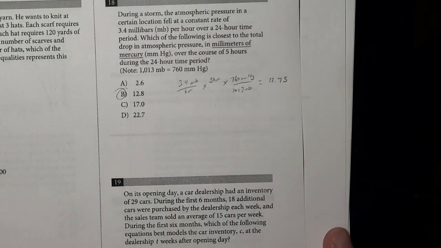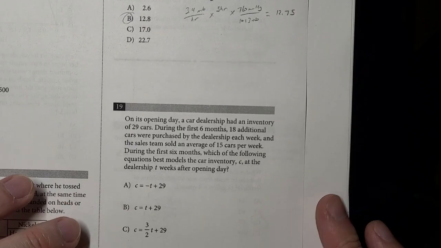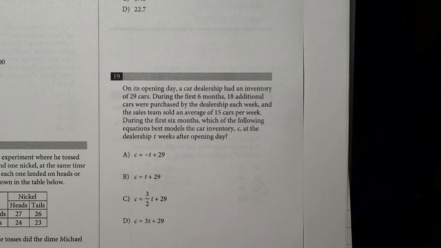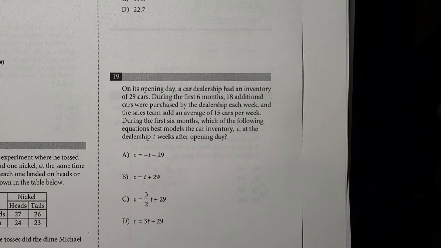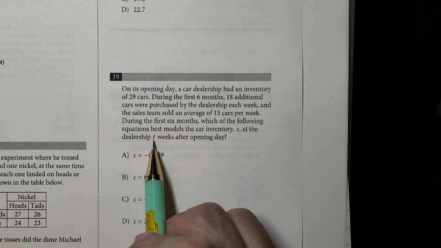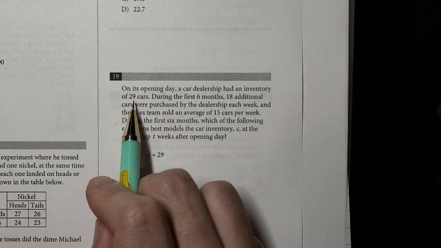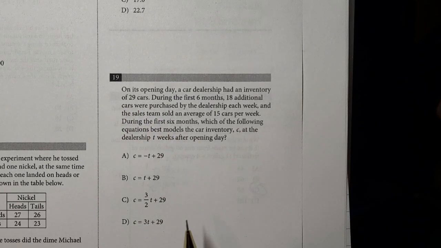Okay. On its opening day, a car dealership had an inventory of 29 cars. During the first 6 months, 18 additional cars were purchased by the dealership each week, and the sales team sold an average of 15 cars per week. During the first 6 months, which of the following equations best models the car inventory, C, at the dealership T weeks after opening day? So they started with 29. So when T is 0 weeks after opening day, so right on opening week, you would have 29 cars. So when T is 0, you would have 29.